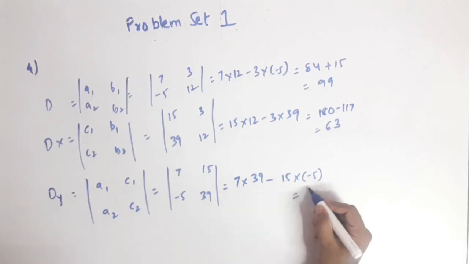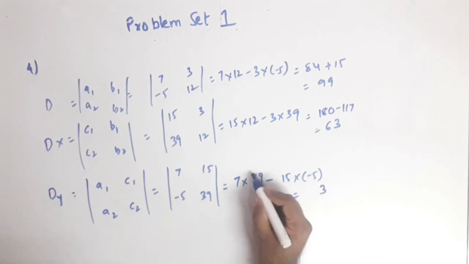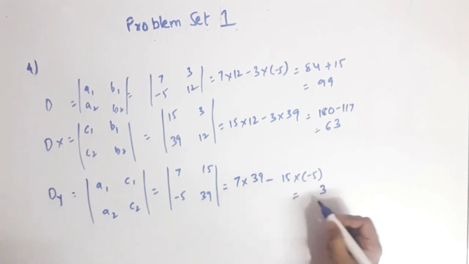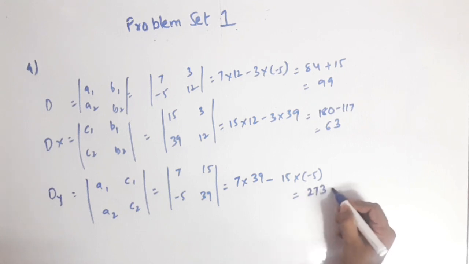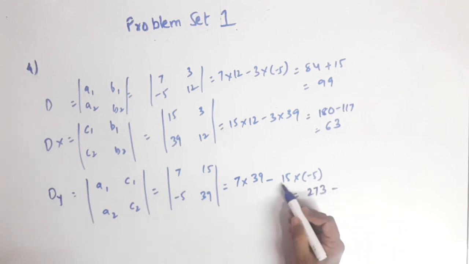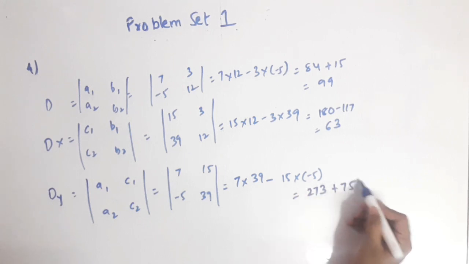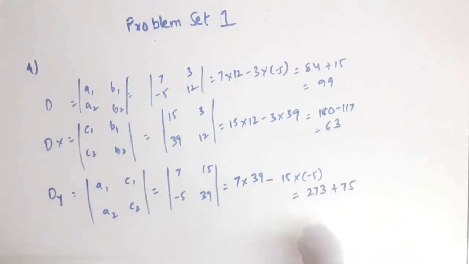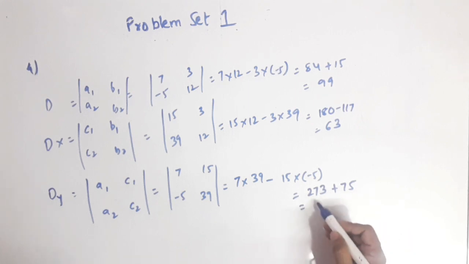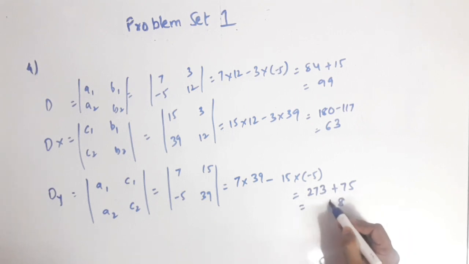7 into 39, that is 7 9s are 63, 6 carry, 7 3s are 21 plus 6 is 27, 273, minus, this minus becomes plus, 15 5 times is 75. So now 3 plus 5 is 8, 7 plus 7 is 14, this becomes 348.